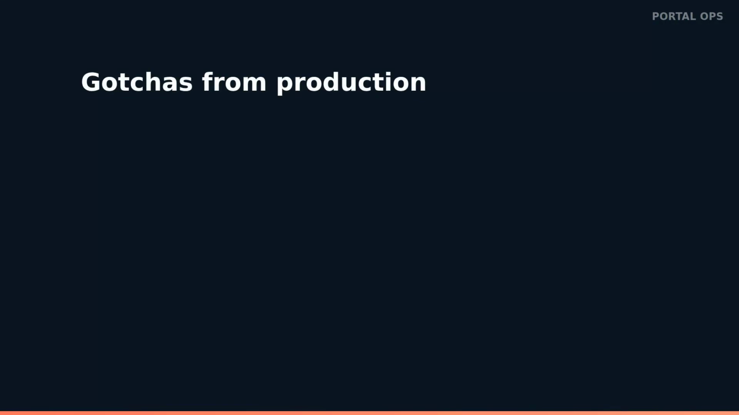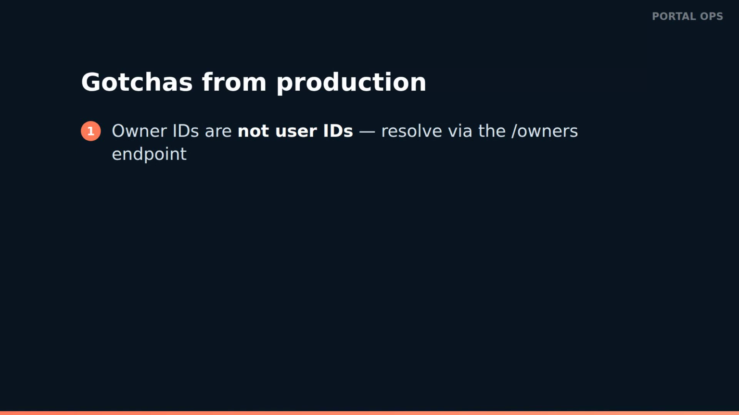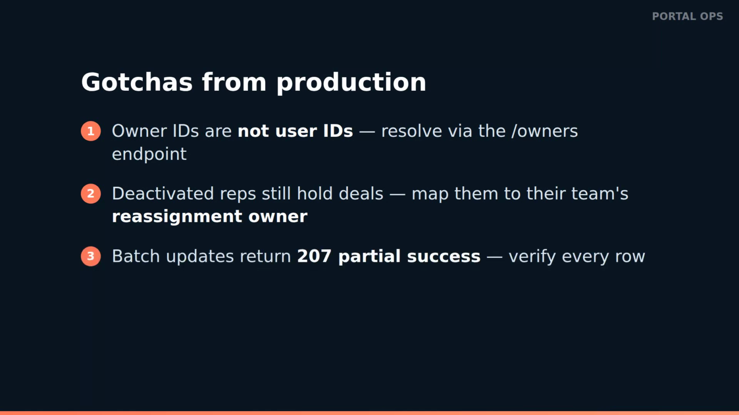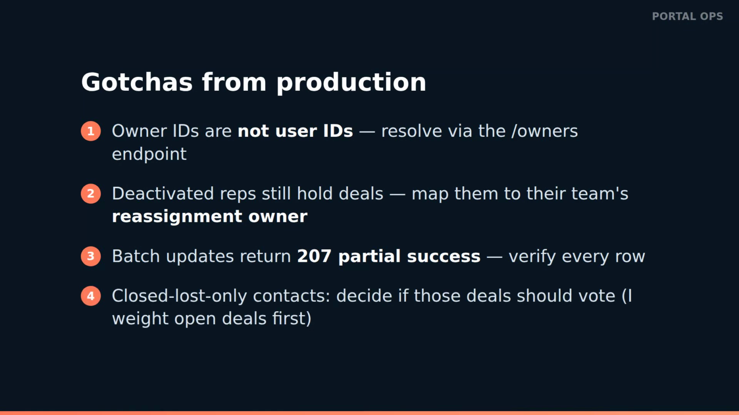Now, gotchas before you run this on a live portal. Owner IDs are their own ID space, not user IDs, so resolve names through the owner's endpoint or your audit file will be full of meaningless numbers. Deactivated reps still hold their old deals. If the vote elects someone who left the company last year, map them to whoever inherited that territory. Batch updates return 207 partial success, so check every row, not the status code, and decide consciously whether closed-lost deals get a vote. I weight open deals first and only fall back to closed ones. A rep who lost a deal 2 years ago is a weak claim on that human.